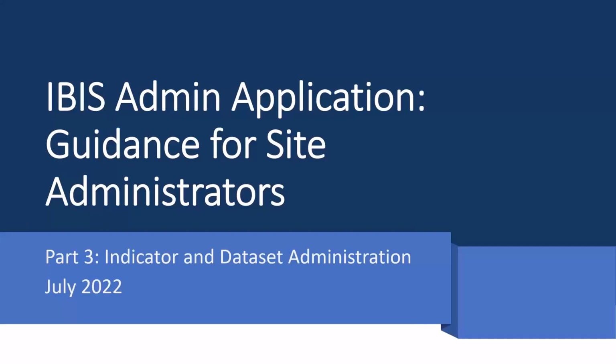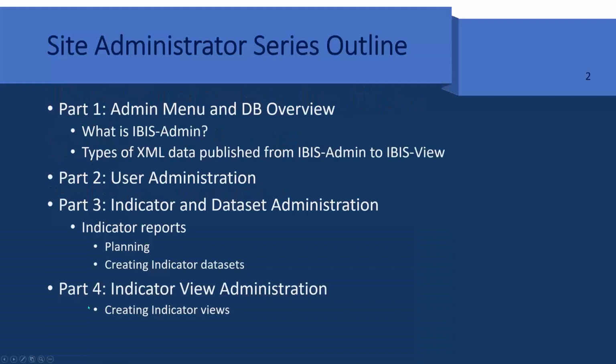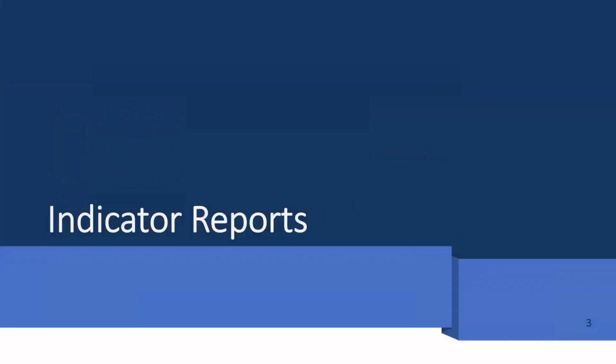All right, this is part 3. On Wednesday, we did parts 1 and 2, which was going over the admin menu in part 1, and user administration was part 2. Part 3 is indicator and dataset administration. And then part 4 will be, I guess I have this on this overview outline, part 4 will be for indicator views. And so let's get into it.